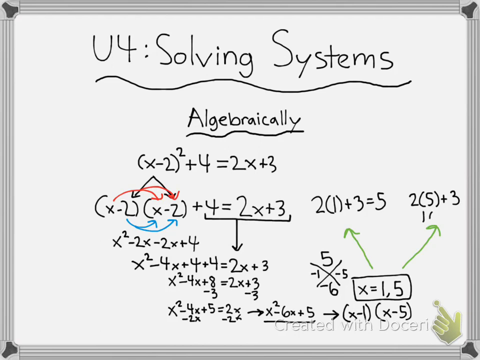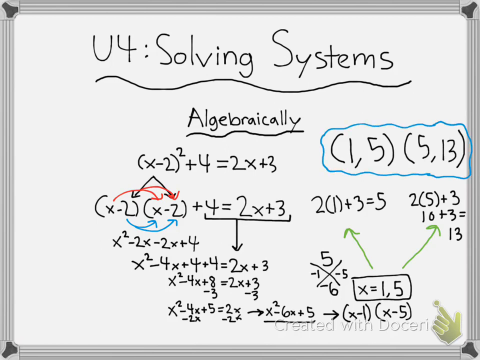2 times 5 is 10, and if we add 3 to that, we'll get 13, meaning that our xy coordinates for this are (1, 5) and (5, 13), and these are our final answers for this. So we'll see how these points relate to the graph when we solve this graphically, which is what we're going to do next.